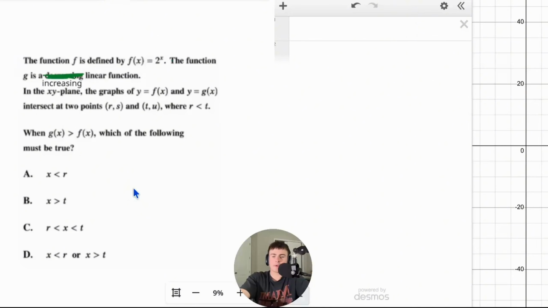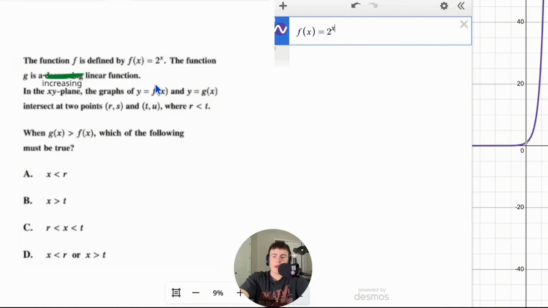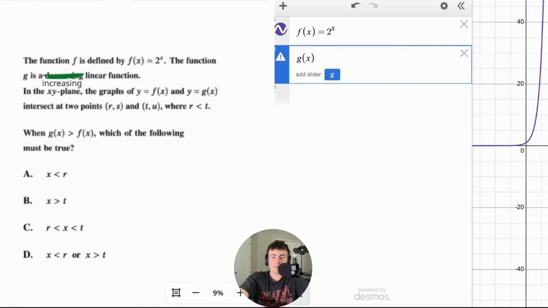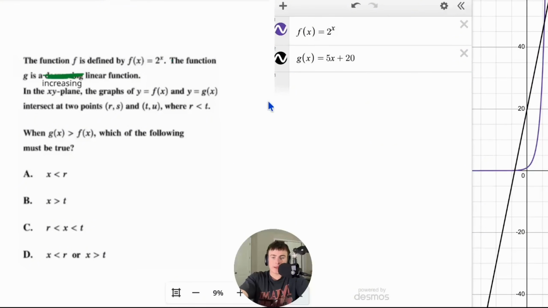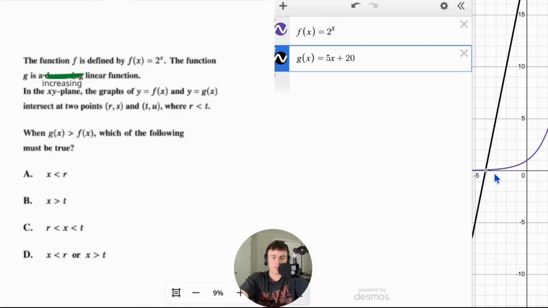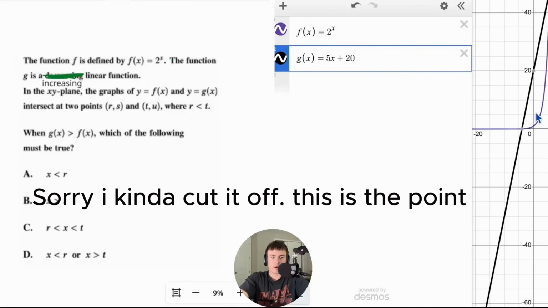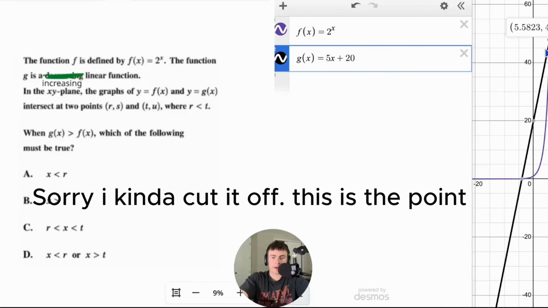We have all these statements here. So I know f of x is 2 to the x power, and g is an increasing linear function. So I could say g is just something, because it doesn't tell me specifically what it is. Let's say 5x plus 20 or something. Doesn't even matter. Perfect. Now it says they intersect at 2 points, which is true here and here. You have to make sure you don't pick the intercept, by the way. It's right there. Cool. So we fulfilled that condition.